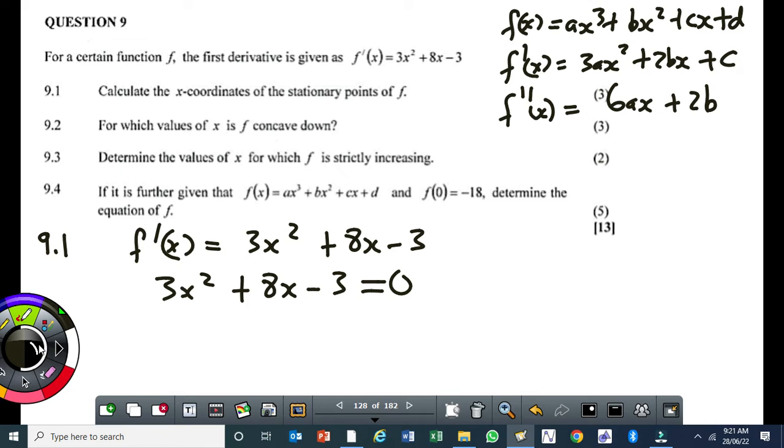Now if I multiply these two, I'll get minus 9. Which two factors of minus 9 can add up to 8? It will be minus 1 and 9, right? So I can write this as 3x squared plus 9x minus x minus 3 equals 0. Please don't worry, you can just use the quadratic formula. I'm going to factorize. I'm not teaching factorization here.